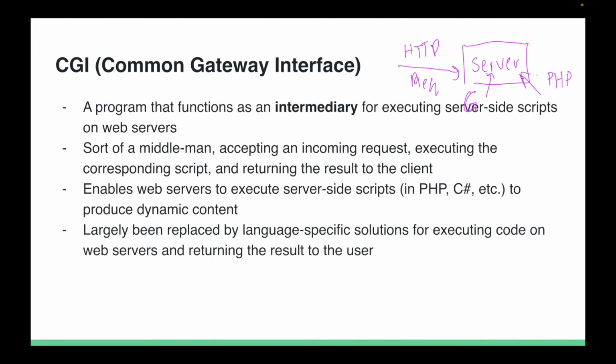And our CGI is basically taking that HTTP request and handing it off to our PHP script for processing. So it's essentially an intermediary, a middleman or middlewoman, and it accepts an incoming request, and then it executes whatever script is meant to be executed. And the CGI also actually returns the result to a client. So once the PHP has done whatever processing, the CGI is also sending the response back. Okay.